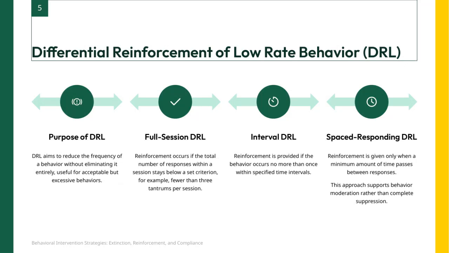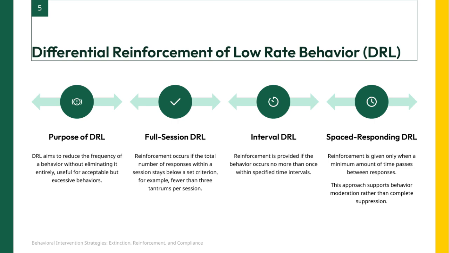Differential reinforcement of low-rate behavior, or DRL, is used when we want to decrease how often a behavior happens, but not get rid of it completely. This is really helpful for behaviors that are acceptable but just happen too much. There are three main types of DRL.